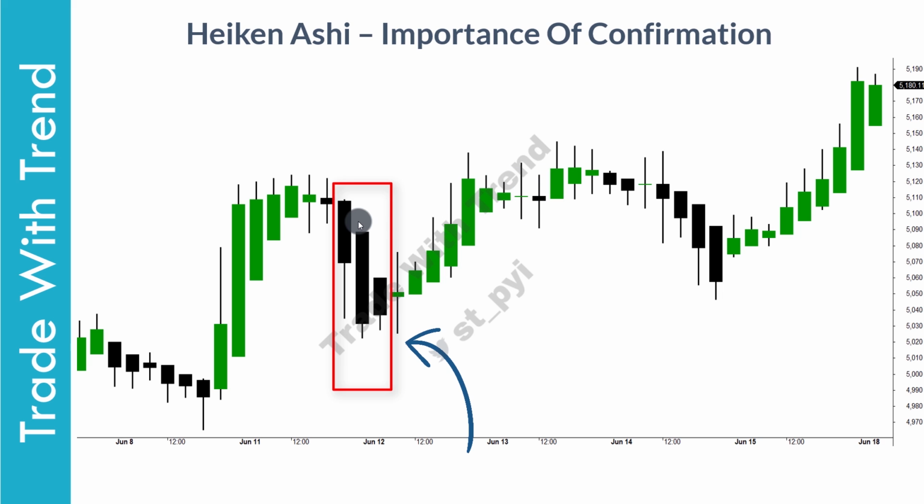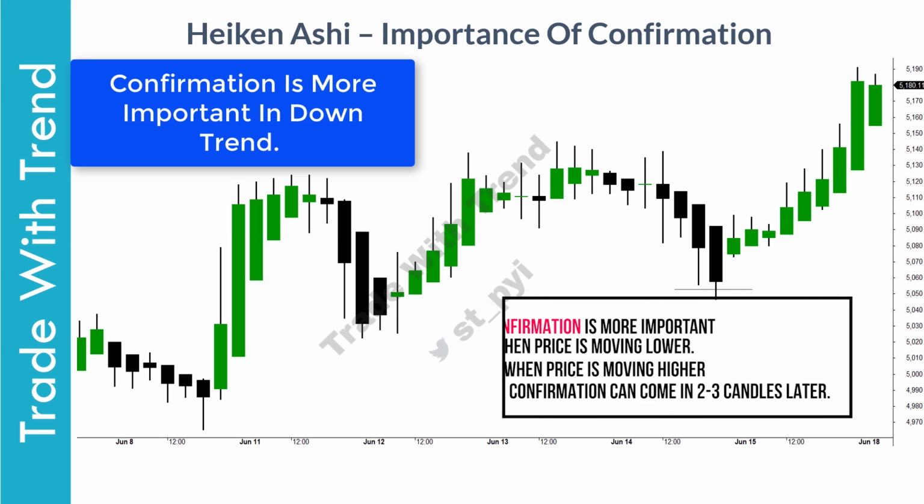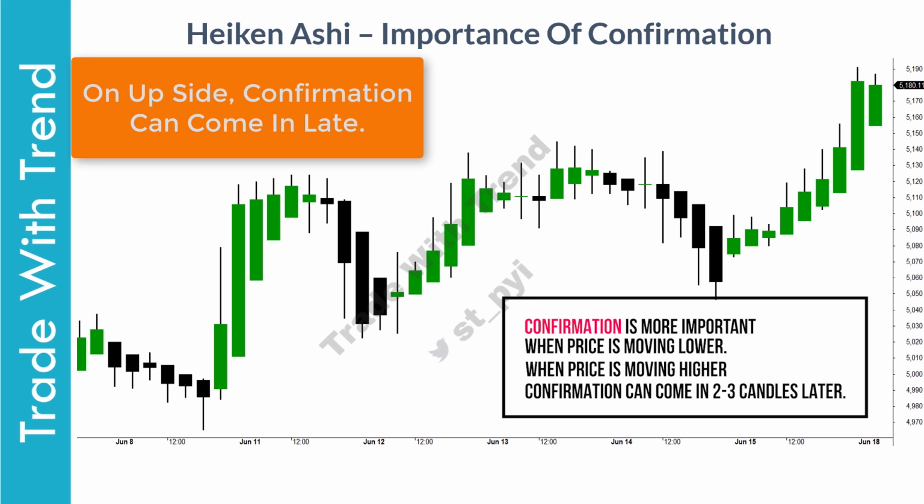Now, there's one important point you have to consider while analyzing downtrend, and that is confirmation is more important when price is moving lower. Now, when price is moving higher, confirmation is important, but at times one can spot confirmation 2 to 3 candles later.